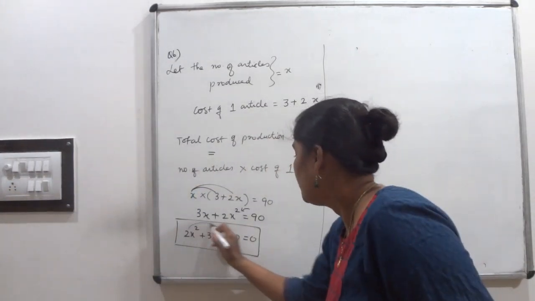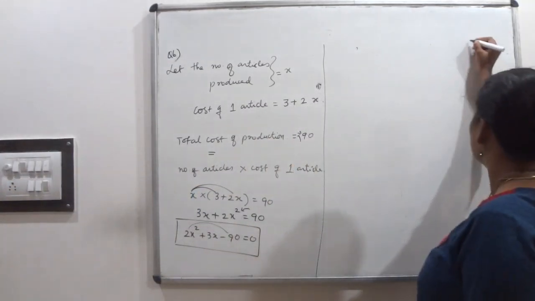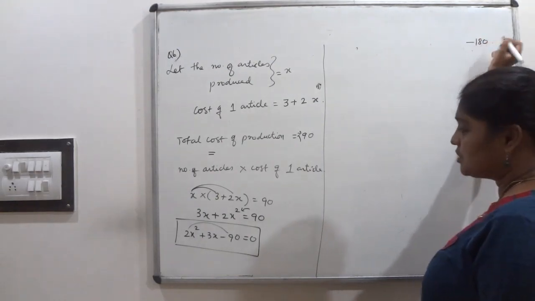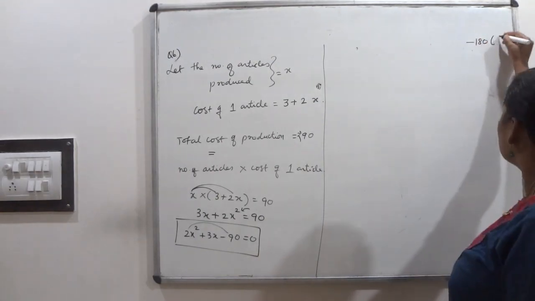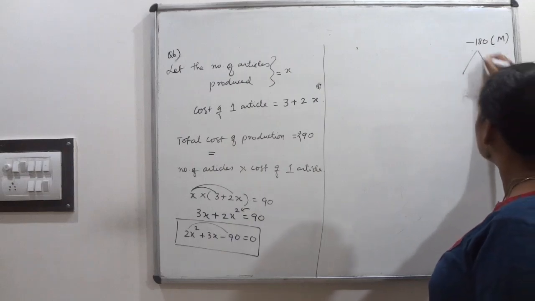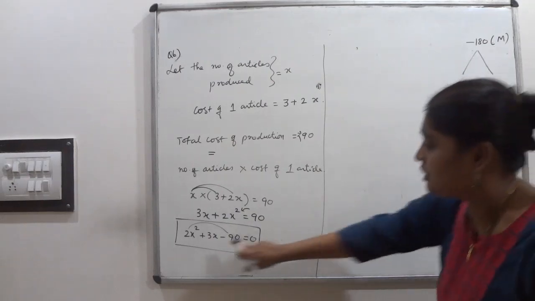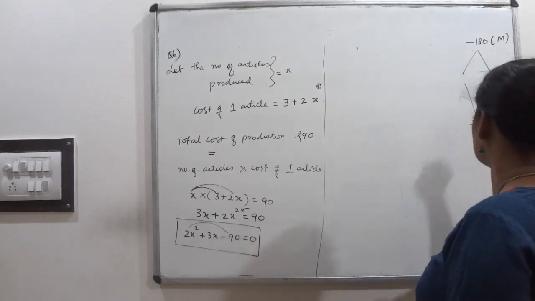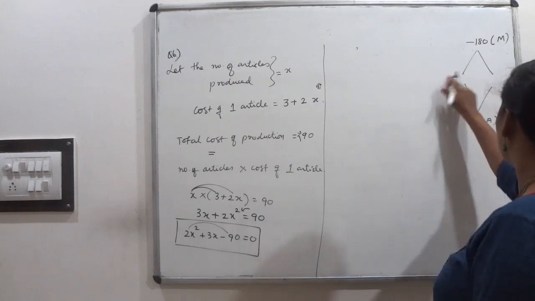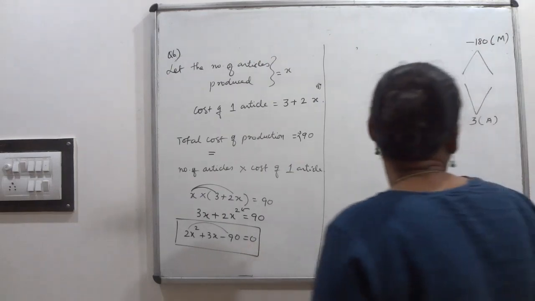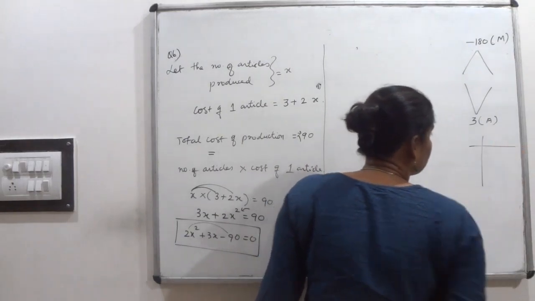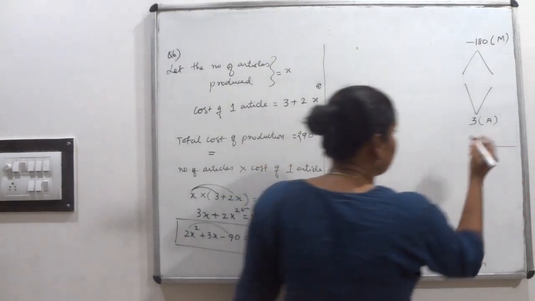See, 2 into minus 90 is minus 180. In multiplication, I want minus 180. In addition, what do you want? That is plus 3, the middle term. Such kind of numbers I am going to write here. So, how can I get the two numbers? By the prime factorization method. 180.